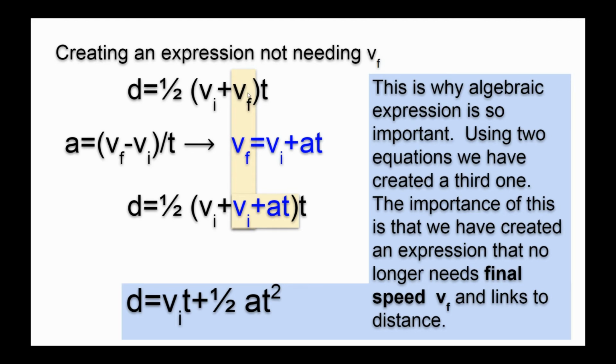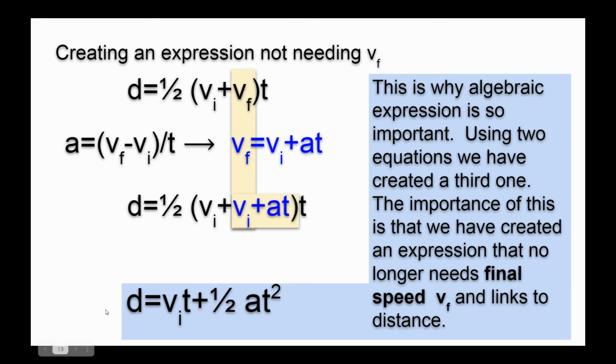That means the vf in that equation above, I can replace it with vi plus at. And you might go, well, that's bigger than before. Why? How would that help? It won't be bigger in a moment. If you gather all your terms, you wind up with this formula. D equals vit plus 1/2 at squared.